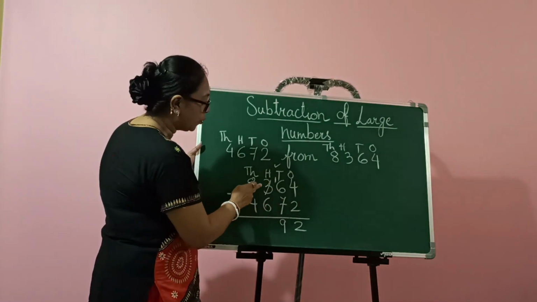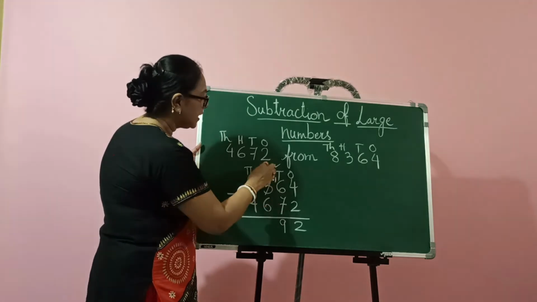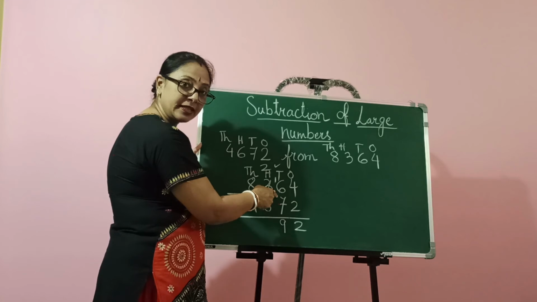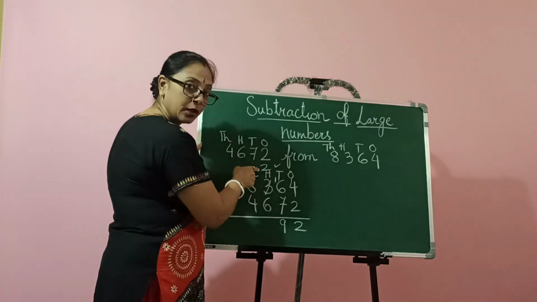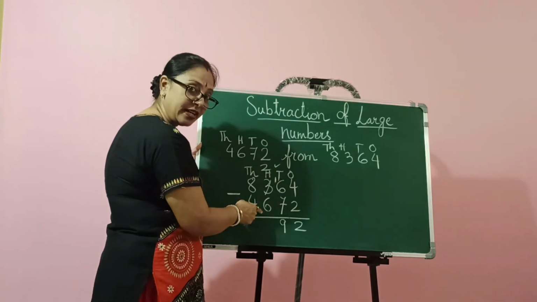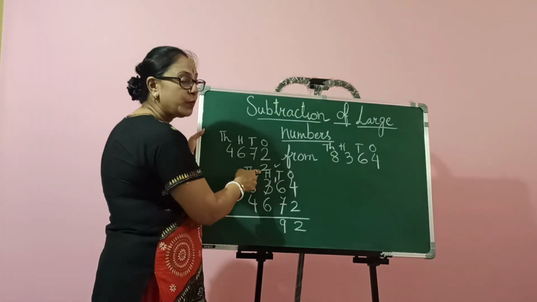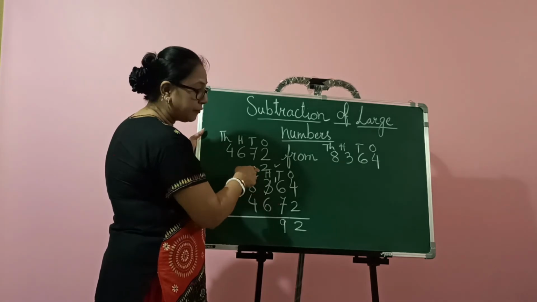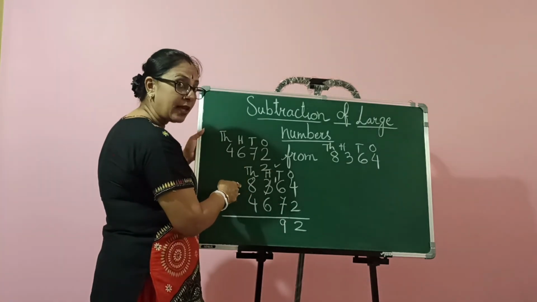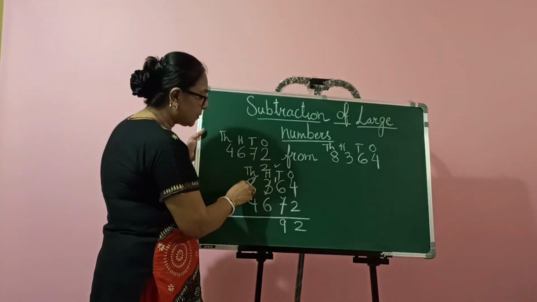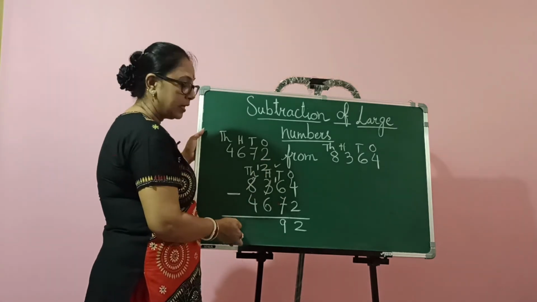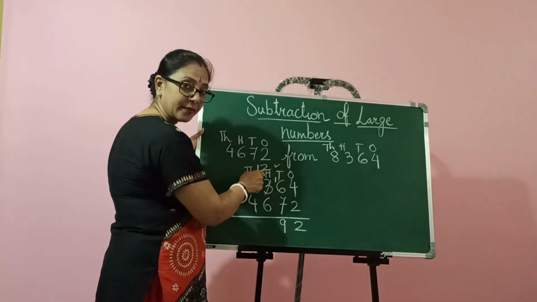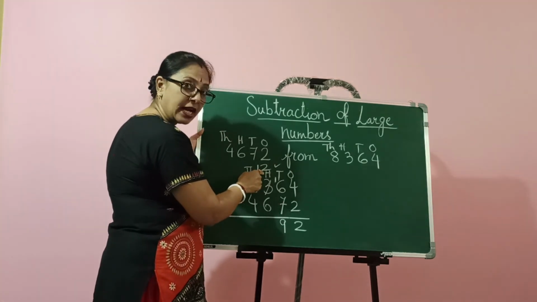Now since we have borrowed 1 from the hundreds place, it will become 200, because we have already taken 100 for the tens place. So from 200, can you subtract 600? 6 means 600, 2 means 200, they are there in the hundreds place. So we cannot subtract 600 from 200. So we move on to the thousands place. From the thousands place, we borrow 1000. Now we have 1000 plus 200, that is 1200.